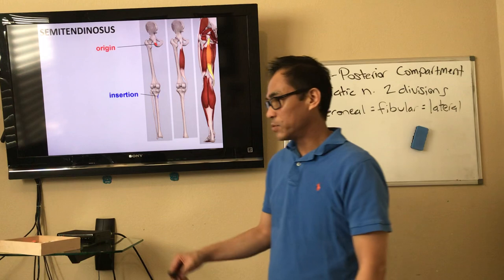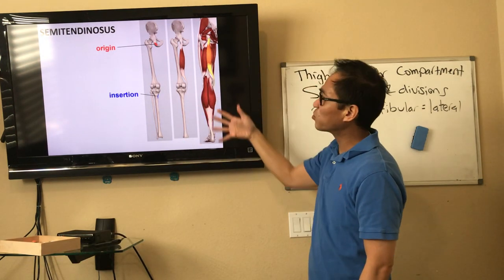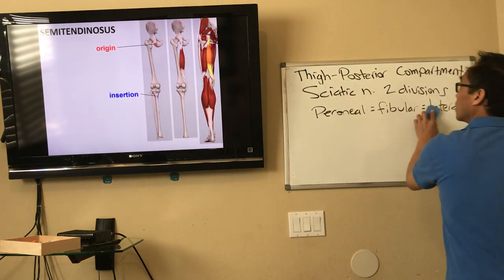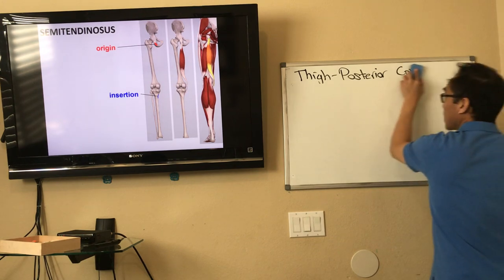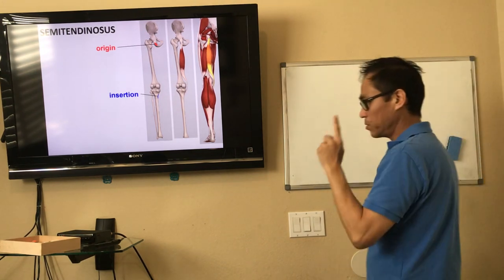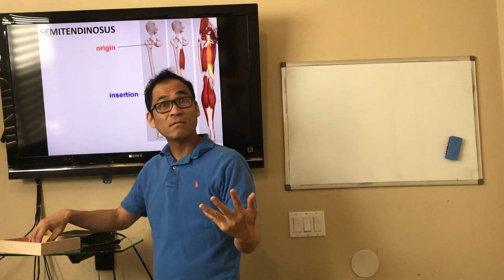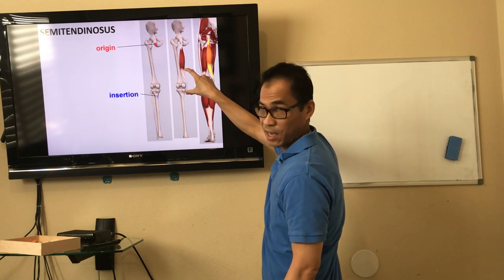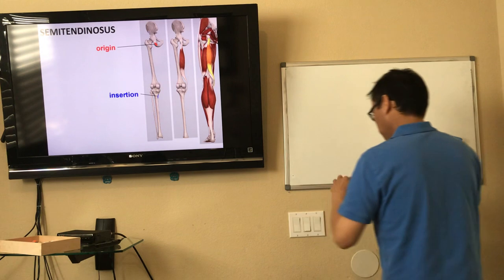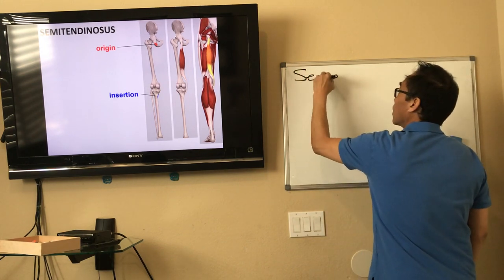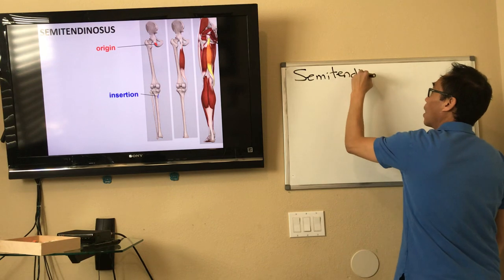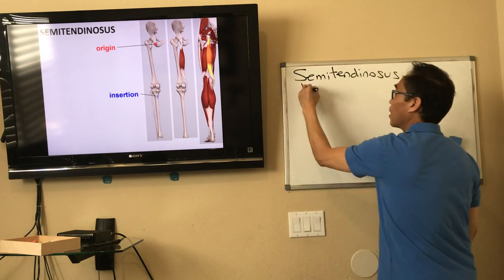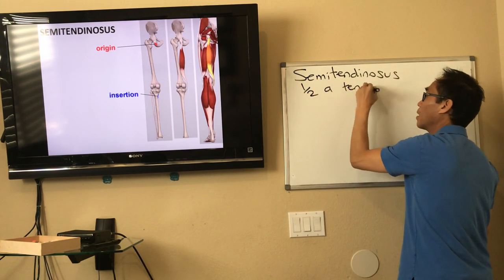Let's start with the semitendinosus highlighted here. You can see the whole lower extremity. There it is highlighted, there it is isolated, and there are the attachments. So thigh posterior compartment, first hamstring muscle, semitendinosus. The name tells you what it is. Half a tendon. If you look at the belly of the muscle, the tendon is about half its length. Very long tendon. Semitendinosus, half a tendon. The other half is muscle.